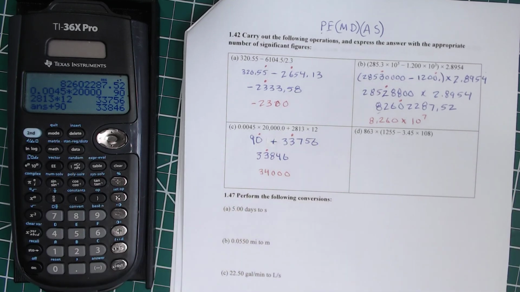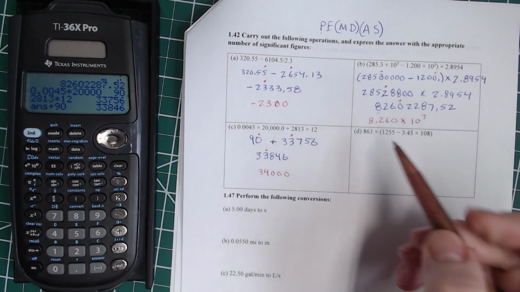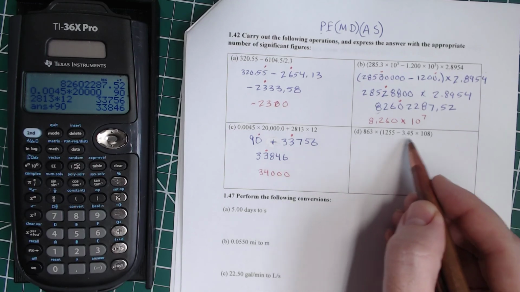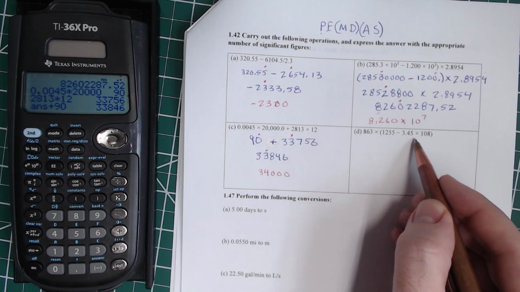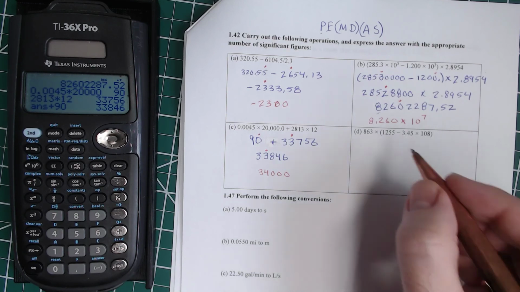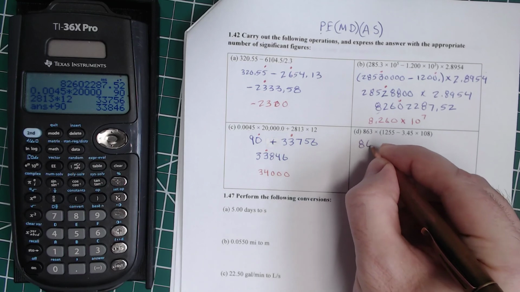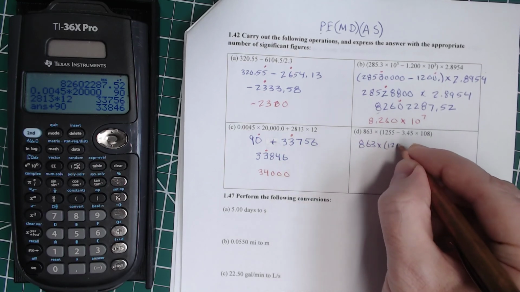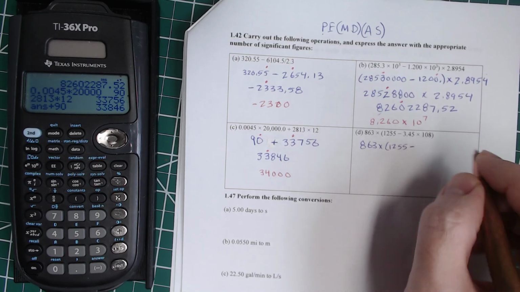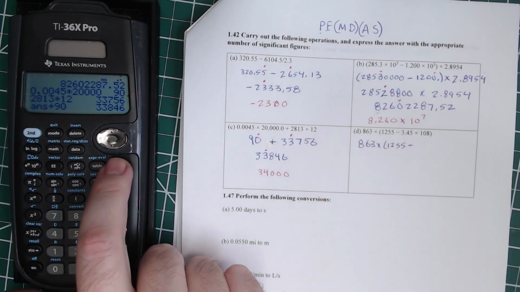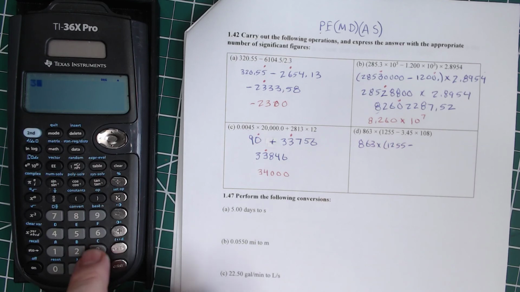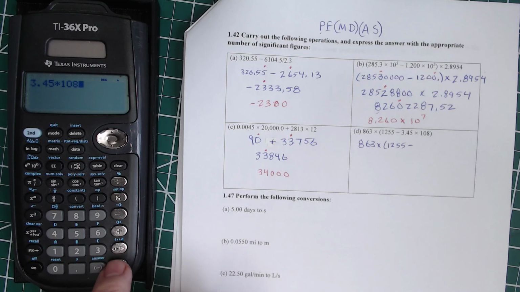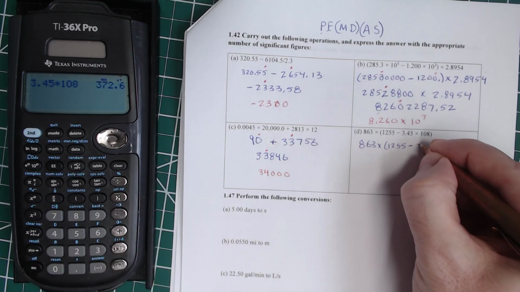All right, let's do the next one. So here we've got parentheses, so we'll do the parentheses. Within the parentheses, we have a nested operation. So we're going to do the multiplication first. So I'll go ahead and write 863 times 1255 minus, and then we'll write down the value of that. So we'll do 3.45 times 108.